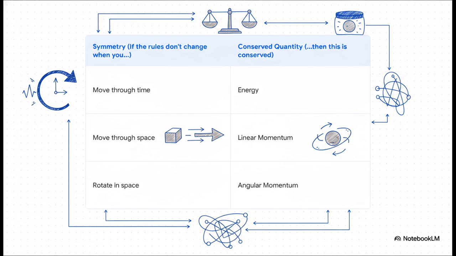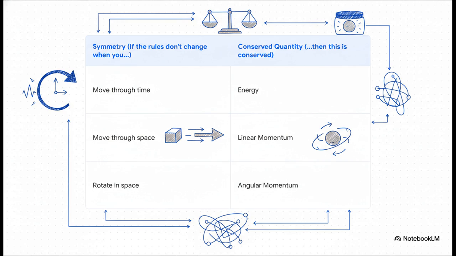Okay, so what does that really mean in practice? This table makes it super clear. Think about it. If the laws of physics are the same now as they were a second ago, that's a symmetry in time, right? Well, because of that, energy has to be conserved. If the laws are the same here as they are across the room, a symmetry in space, then momentum is conserved. And if it doesn't matter which way you're facing when you do an experiment, that's rotational symmetry, then angular momentum is conserved. This is the amazing part. These conservation laws we learn in school, they aren't just random rules.